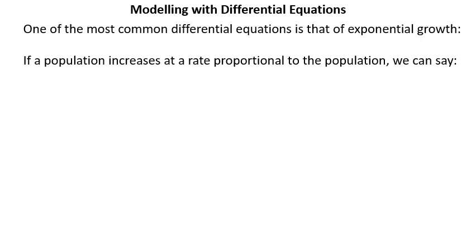If we have a population which is increasing at a rate proportional to the population, we can use this standard format, dP/dt = kP. Now have a look at this for a second and think about what the values mean. dP/dt is the rate at which the population increases. That's the number of additional people in the population, say, per unit time, maybe in a year.